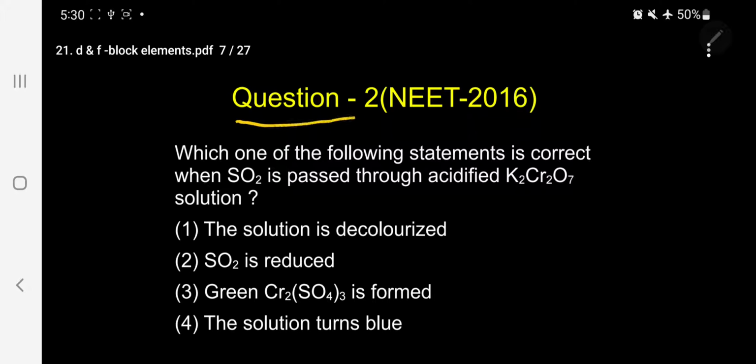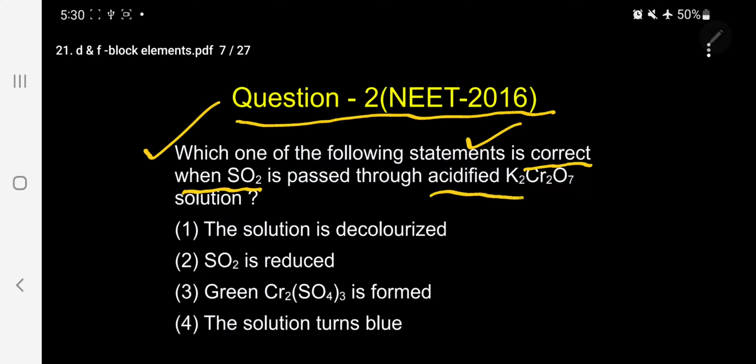Next question. Question number 2. This question was asked in 2016. Let me read the question. Which one of the following statements is correct? Please follow, underline. When sulfur dioxide is passed through acidified potassium dichromate solution. Potassium dichromate is a powerful oxidizing agent, we know.